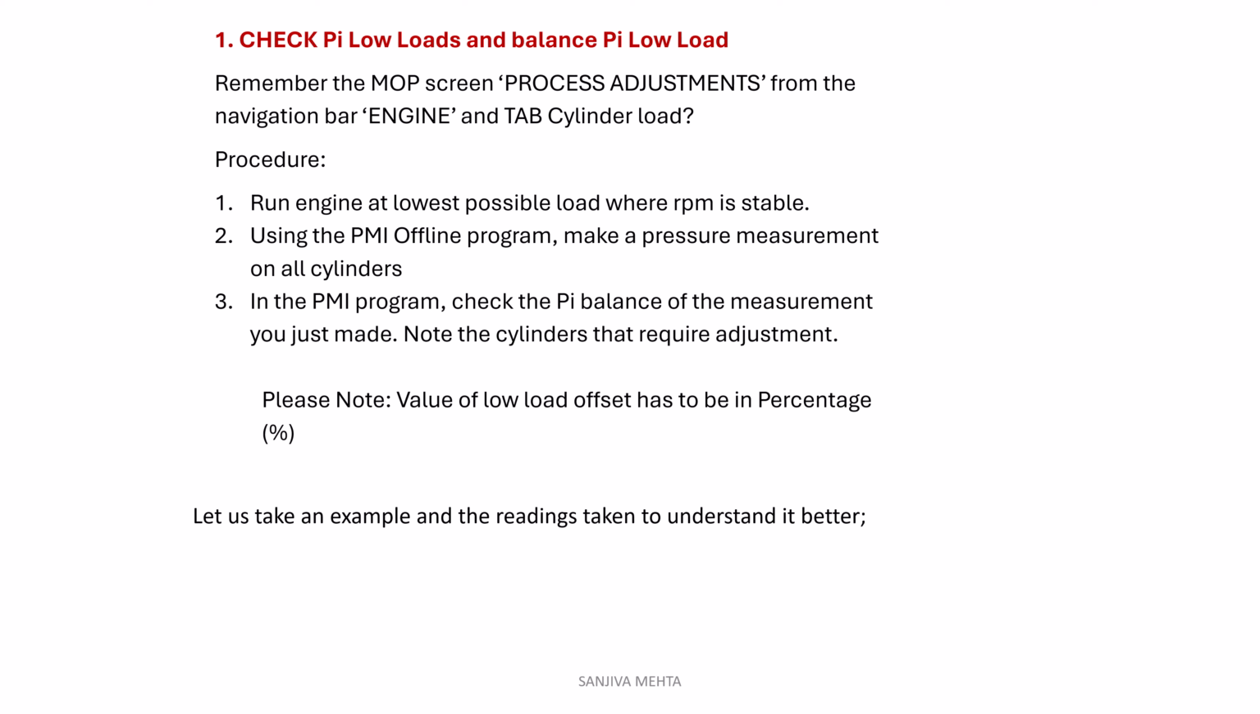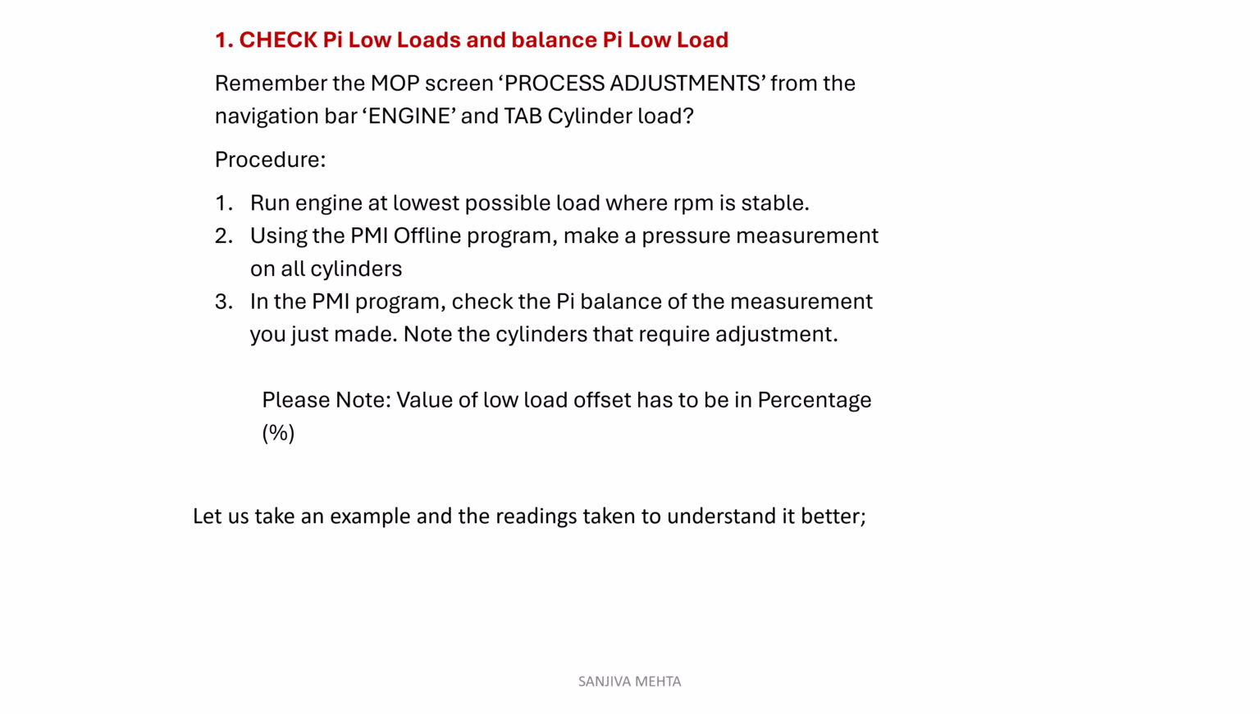Run the engine at the lowest possible load where RPM is stable. Of course, the sea is calm. Then all these things you have to see. Using the PMI offline program, make a pressure measurement on all cylinders. All cylinder performance is available to you now. In the PMI program, the parameters list I have shown you, you will have that list. Check the PI balance of the measurement you have just made. If you have just taken it, the performance will be available. I showed you the indicator.